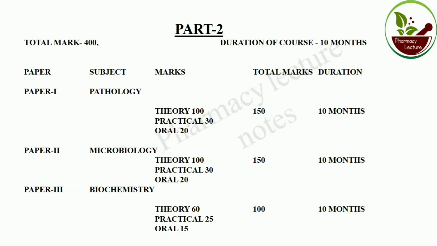So in part 2, there are paper 1, paper 2 and paper 3. Paper 1 is pathology, paper 2 microbiology, paper 3 biochemistry. So pathology theory 100 marks, microbiology theory 100 marks, biochemistry theory 60 marks, and another 50 marks for practical, microbiology practical and biochemistry practical. So total marks 400.